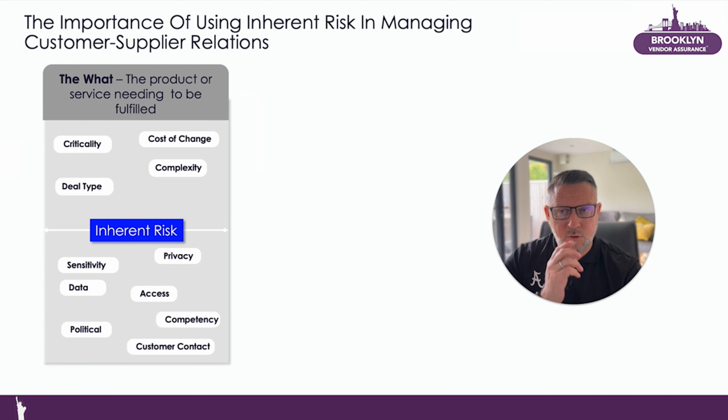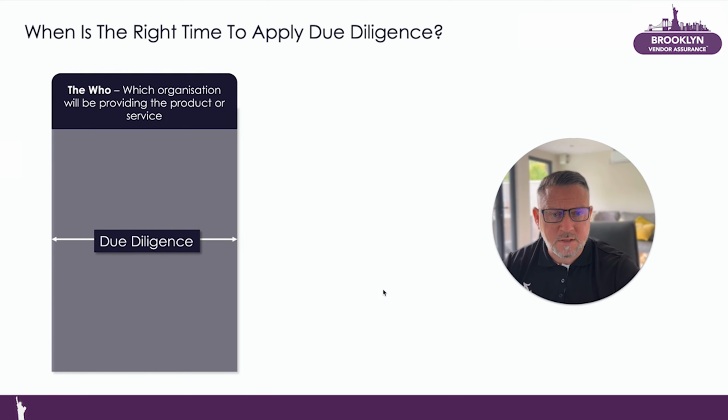There are a few things that you can consider in inherent risk in terms of putting them together and scoring them. We provide a framework where you can score each one out of a certain amount, and then you get a score at the end of it to work out what your inherent risk is of the thing that you're asking to do. How does that fit with due diligence?